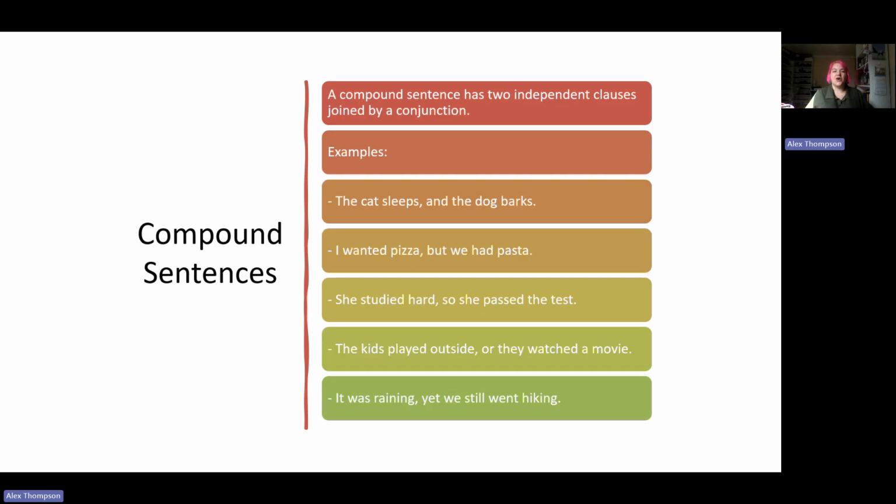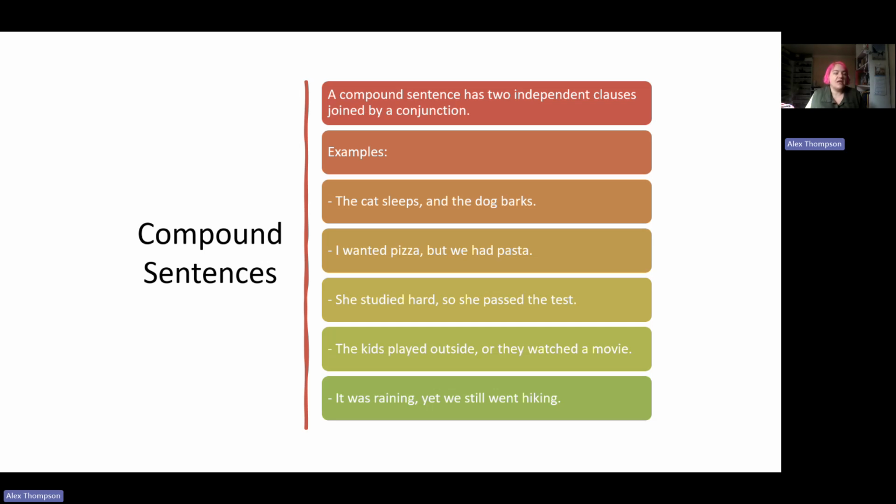So then we're going to move on to compound sentences. So this is basically where we have two simple sentences and we join them together with what's called a conjunction. A conjunction is a joining word. A word like and, but, then, things like that. A compound sentence has two independent clauses joined by a conjunction.